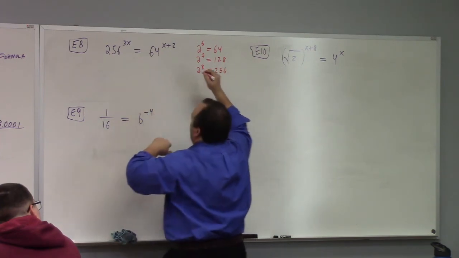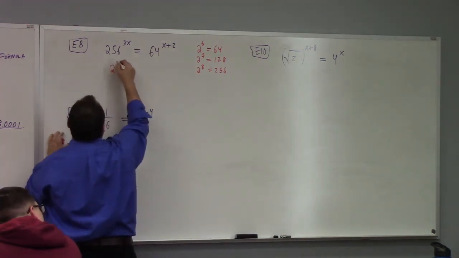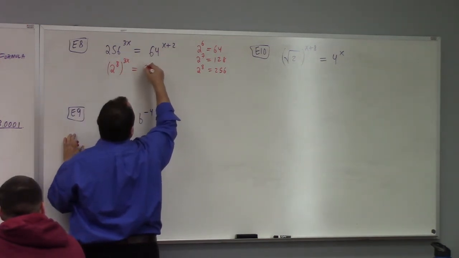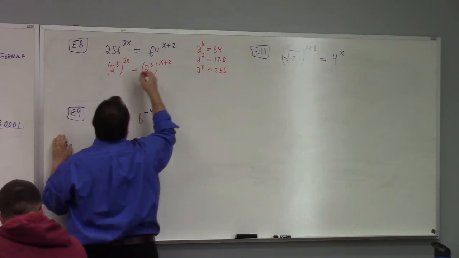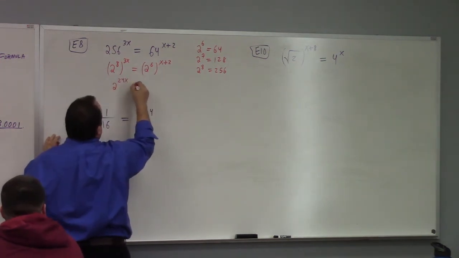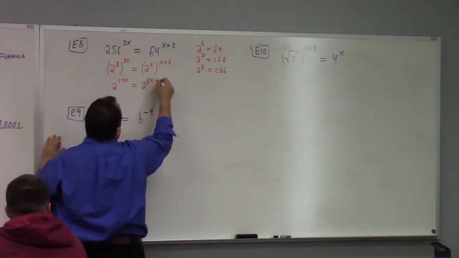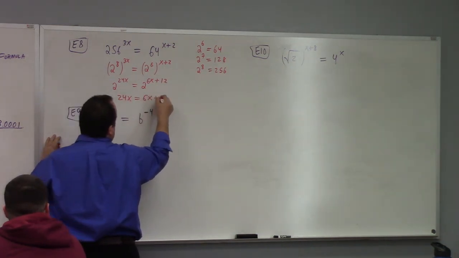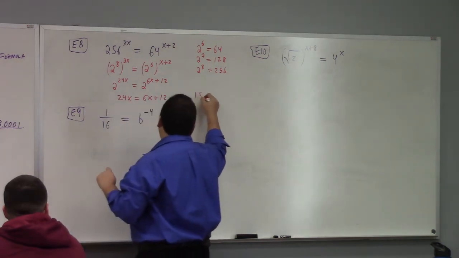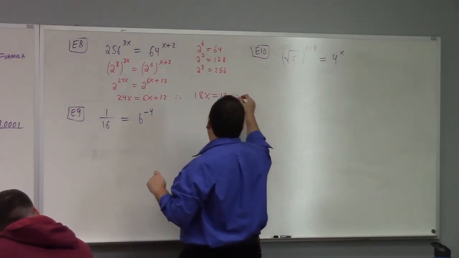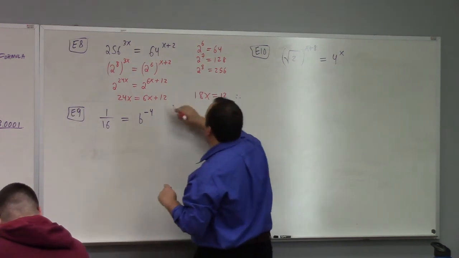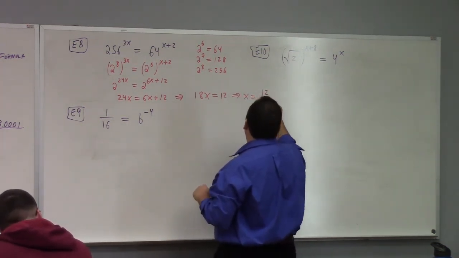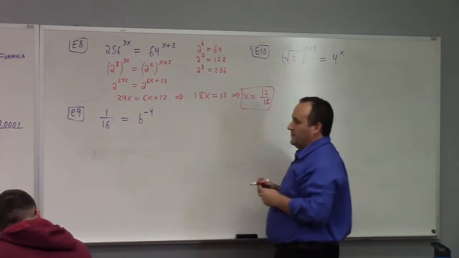256? Okay, so what I have here is 2 to the 8th to the 3x power equals 2 to the 6th to the x plus 2 power, which gives me 2 to the 24x equals 2 to the 6x plus 12, which then gives me 24x equals 6x plus 12. Therefore, 18x equals 12, which implies x is equal to 12 over 18. So that's how you can do that problem.